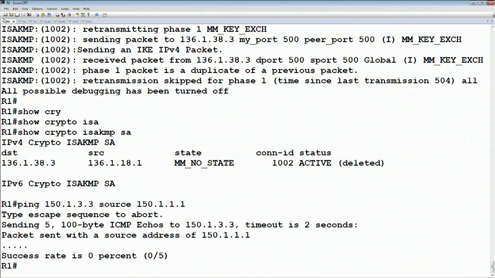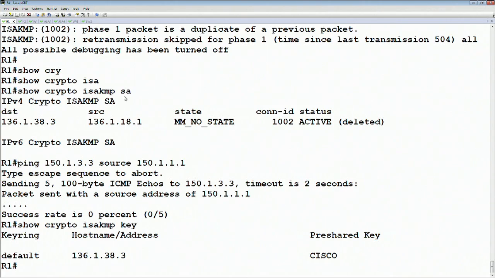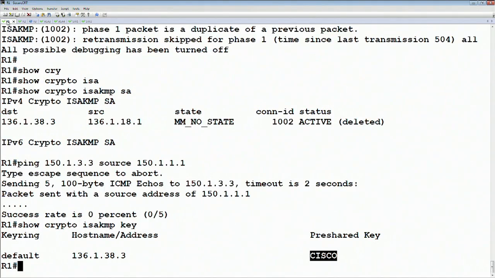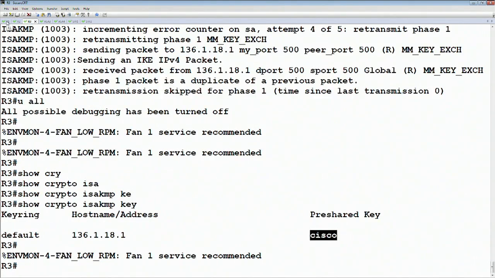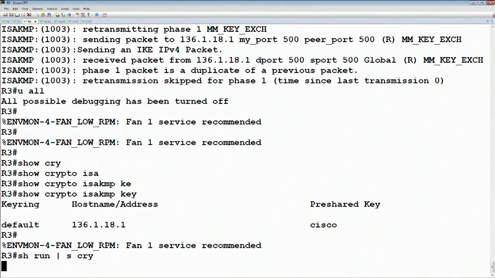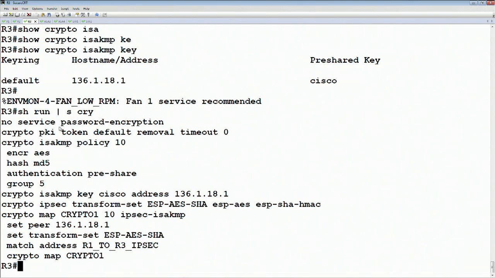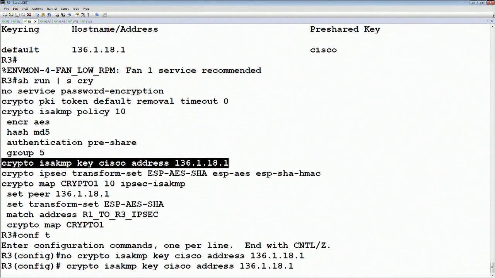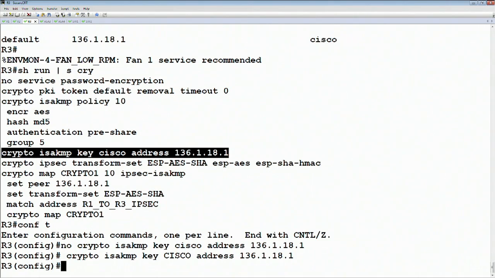This shows simply what is going to be their pre-shared key. So router 1 is using the password Cisco. Router 3 is using the password Cisco, but the problem is this is case sensitive. So lowercase Cisco is not the same as capital. So let's say show run section crypto, and we need to change that. Okay, this should be uppercase.